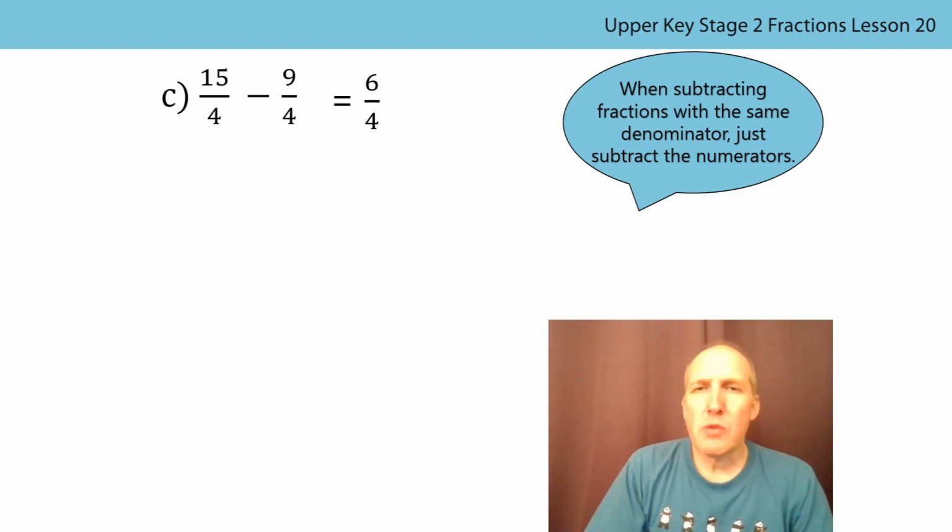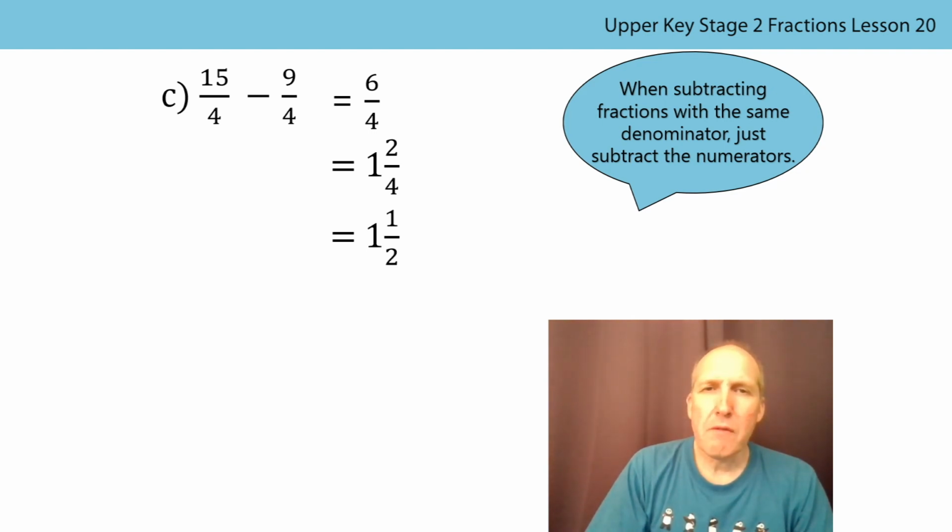4 quarters is 1 whole, so 6 quarters is 1 whole and 2 quarters. Hang on, what could we do now? Yeah, of course. 2 quarters is equivalent to 1/2. So our final answer is 1 1/2. Have you got that one? Well done.